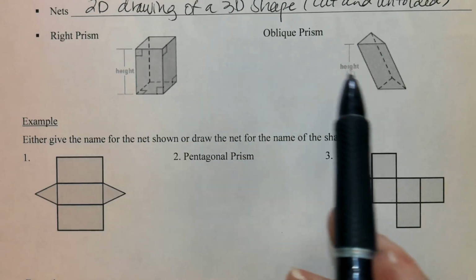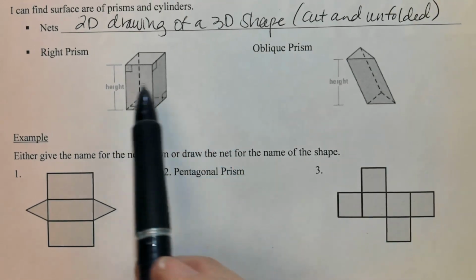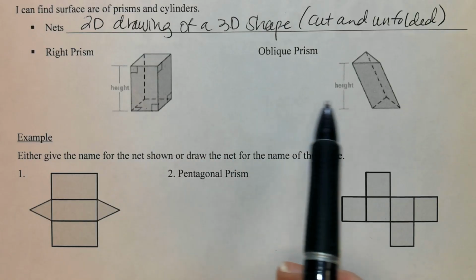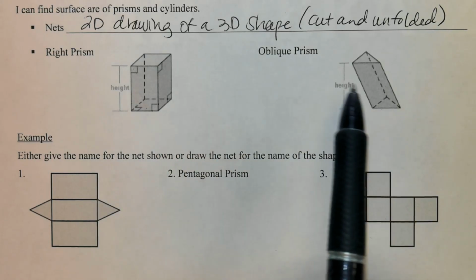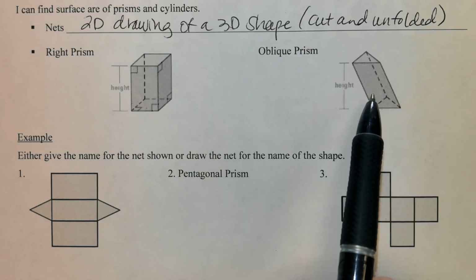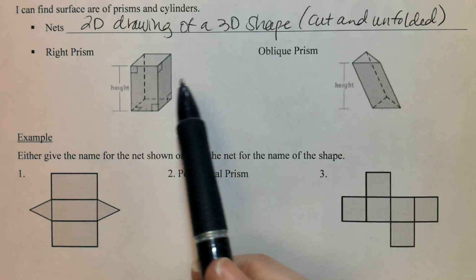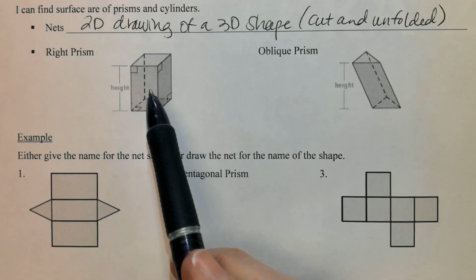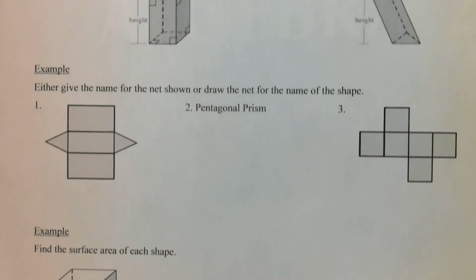We have things called right prisms and oblique prisms. What's interesting is whether it stands upright or it leans to the side, they have the same surface area and they have the same volume. So the formulas that you will use are going to be the same whether they're standing up straight or whether they're leaning a little bit.